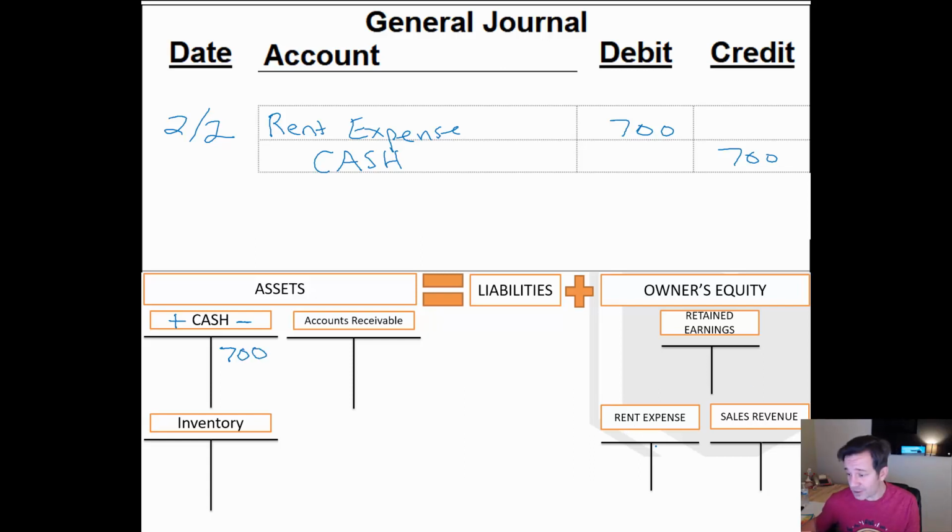Your expenses are always going to be debits when we record them. The only time we have a credit on an expense account is if we messed it up and we're trying to fix it, or we're closing it out. We'll talk about closing again in chapter 5. Rent expense, debit, cash, credit. So there we go. We recorded paying the landlord $700 in rent.